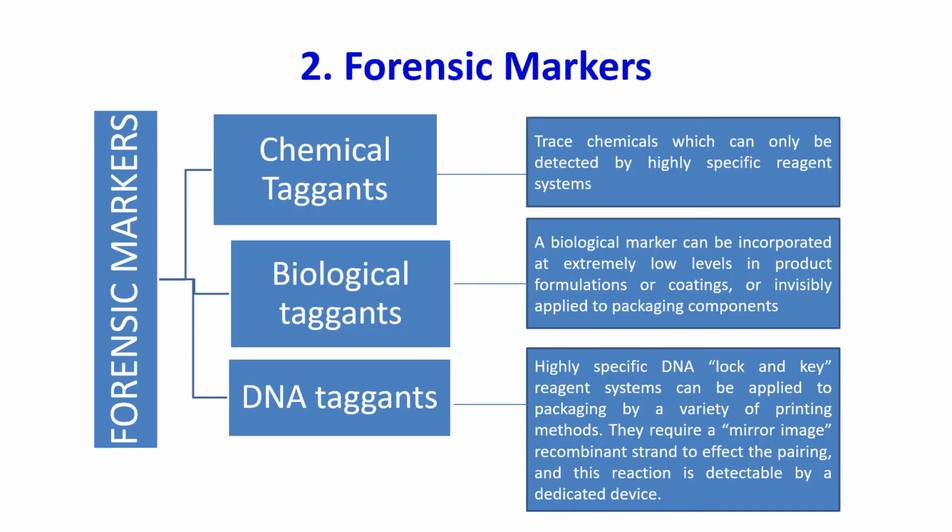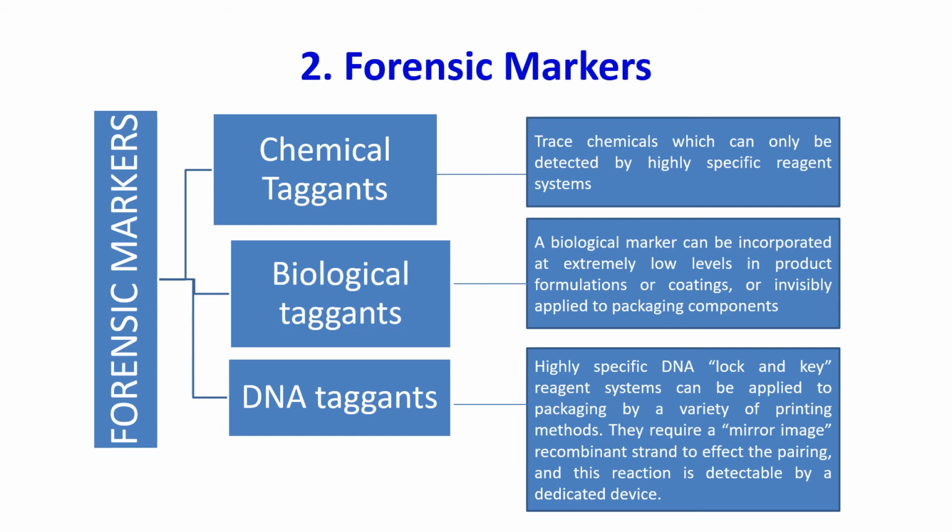Next, we move on to the forensic markers. First, we discussed the anti-counterfeit technologies. Next, we move on to the forensic markers. As the name suggests, forensic markers are categorized into five categories. First is chemical taggants. Chemical taggants comprise trace chemicals which can only be detected by a highly specific reagent system. So again, it is a high-end technology referred to as chemical taggants. You are tagging the substrate with high-trace chemical elements which can be detected by various advanced technologies.